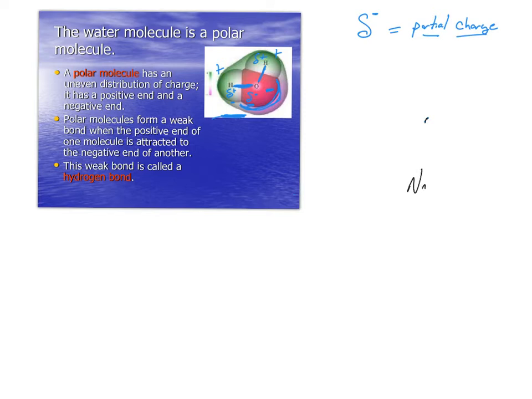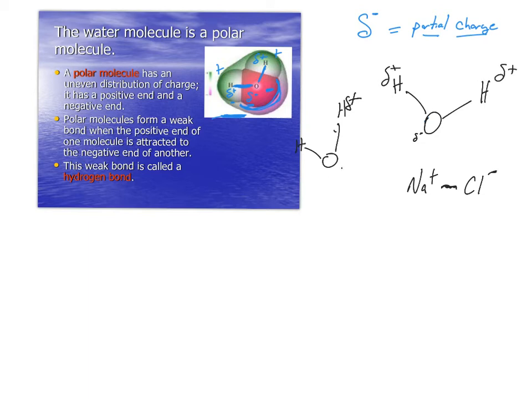Where you had sodium as +1 and chlorine as -1, they have a fairly stronger attraction to each other than something like oxygen. Now, this is a covalent bond, so naturally it's a stronger bond. But if you look at an attraction between two water molecules, you see that this has a partial negative charge and this has a partial positive charge.